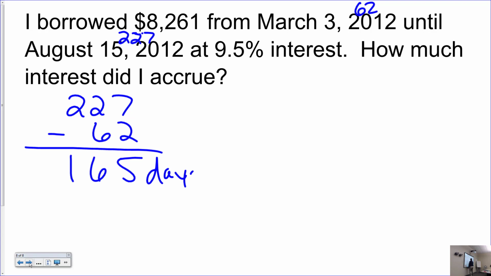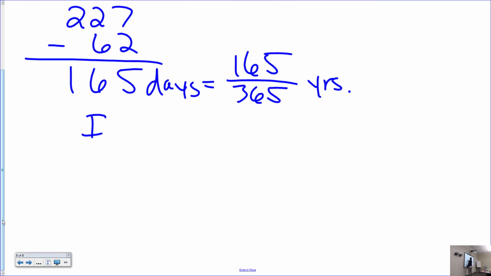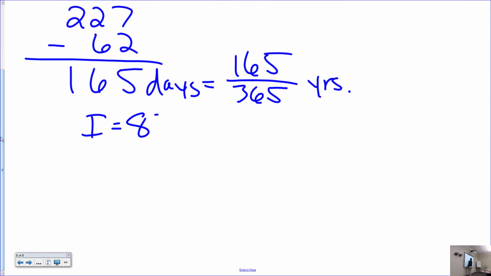Again, since it does not say ordinary, it's exact. Use the 365 days in a year instead of the 360. And here I just asked for interest. So take the principal. No, 8261. Sorry about that number. What's the rate? 0.095. Again, be careful with the interest rates, converting them to a decimal, and your lovely fraction.